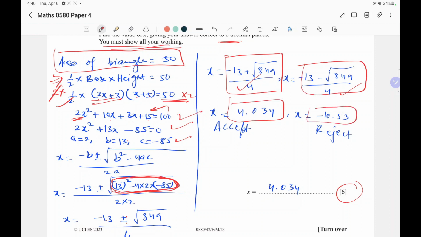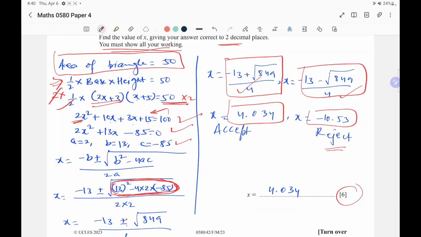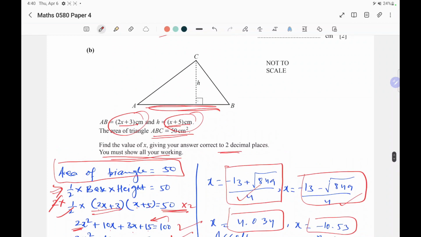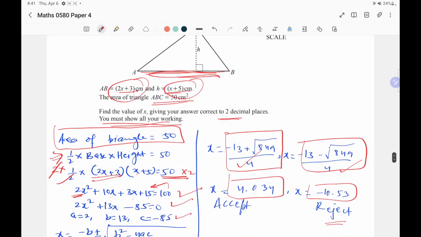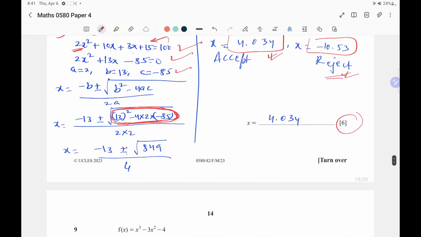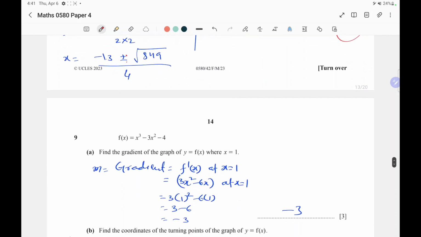But here x is negative and I have rejected that. This is a very important question. Why did I reject that one? Let me come back to my question and check: AB is 2x plus 3, right? If x is minus 10.53, then 2x plus 3 is negative, so AB is negative, and we know that a side cannot be negative. That's why we need to reject this. So we have to accept the other one. So 4.034 should be the answer.